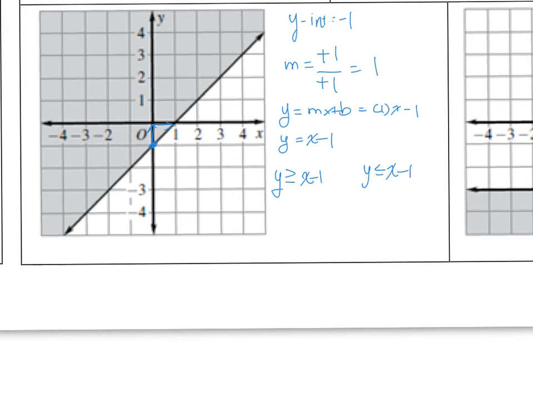And I'm going to use 0, 0 to test. And it seems like for this first inequality, it's true, but we need to double check. And 0 cannot be less than negative 1. So therefore, y greater than or equal to x minus 1 will be the inequality that represents this graph.